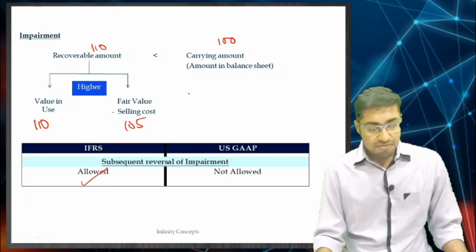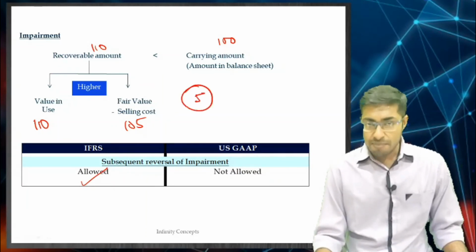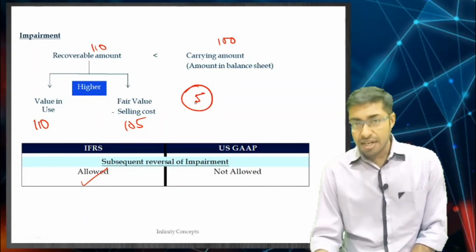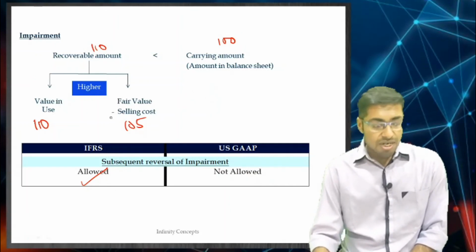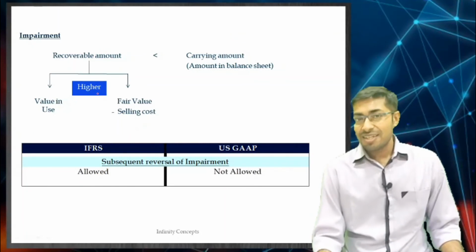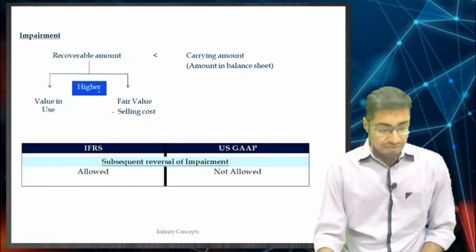Last time what had we done? We had taken a $5 hit, right, impairment. This $5 needs to be reinstated back, correct. So now that will be allowed under IFRS, but US GAAP is not going to allow. Fine. So next one we will move.